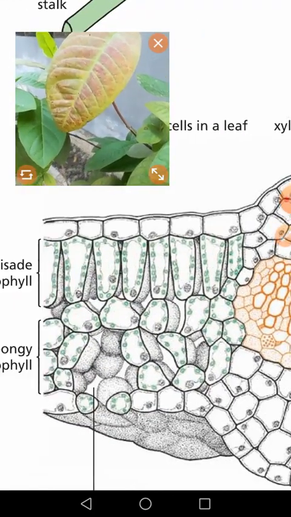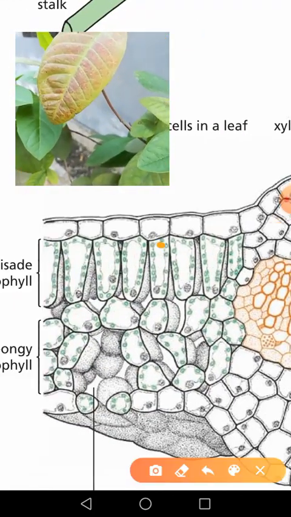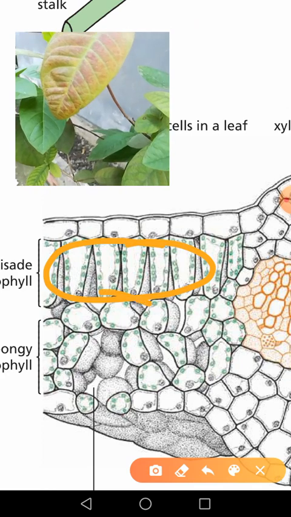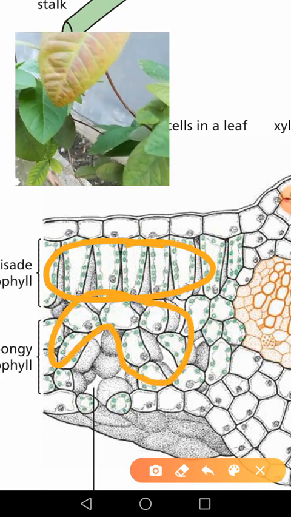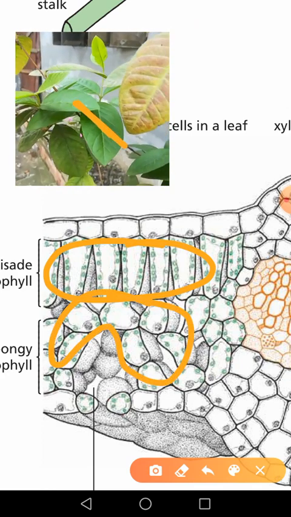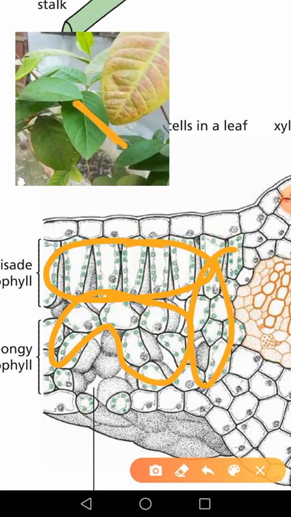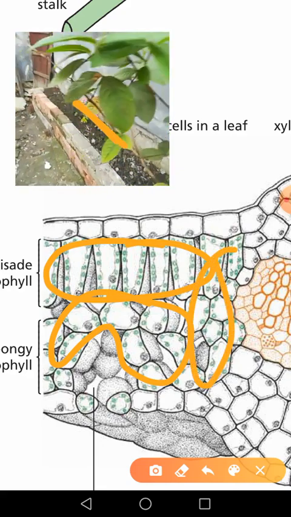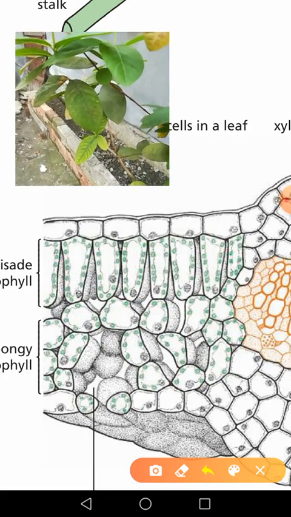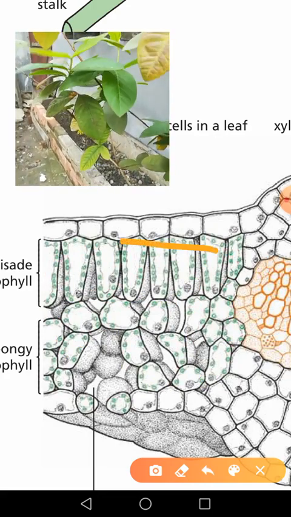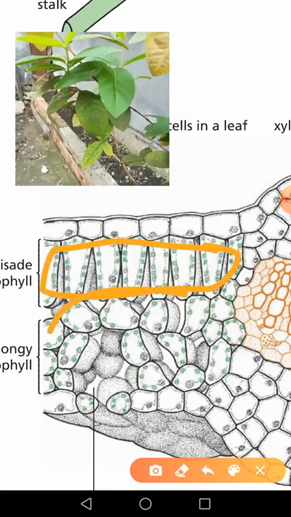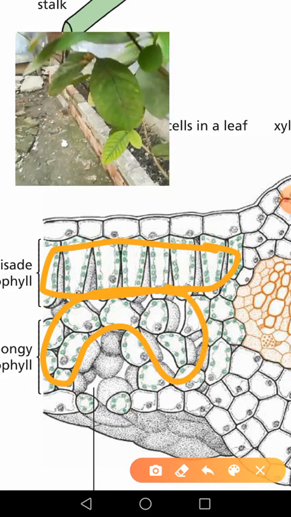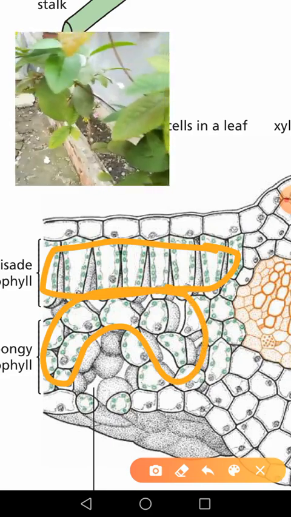Okay, look. These parts contain the chloroplast, and these parts also contain the chloroplast. So all these parts contain the chloroplast, isn't it? These parts are the photosynthesizing part, they carry out photosynthesis, and these parts are called the mesophyll cells.